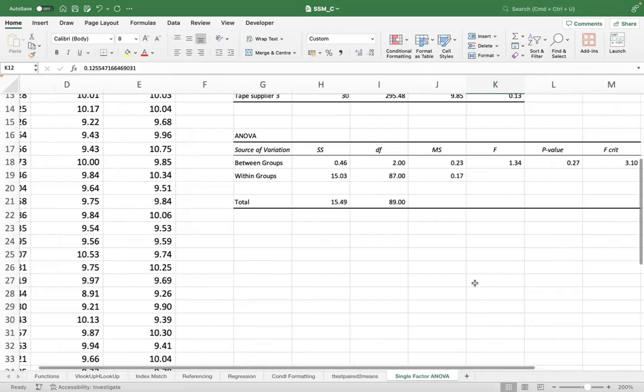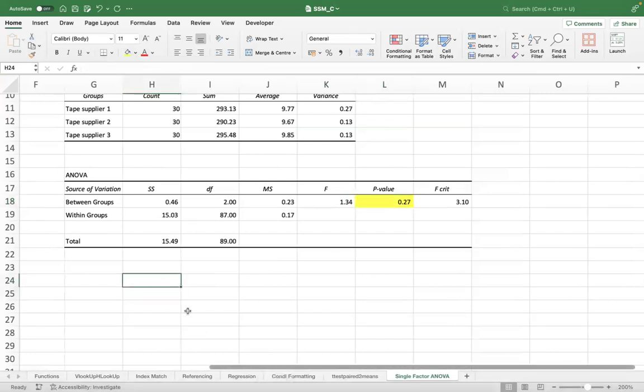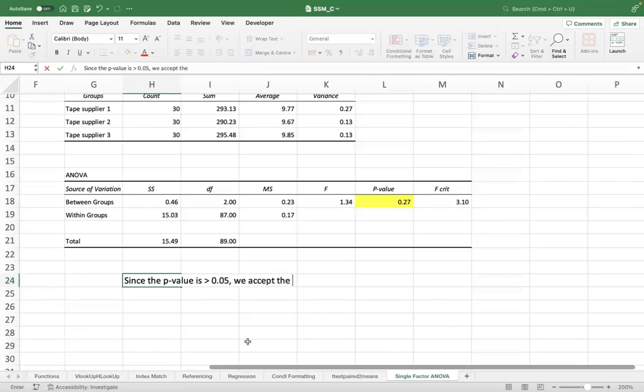Now, the other thing that you need to look at is the p-value. Here, the p-value is 0.27, and it is statistically insignificant. If the p-value was less than 0.05 or up to 0.05, that denotes statistical significance, and we reject the null hypothesis. But here, since the p-value is greater than 0.05, we accept the null hypothesis.